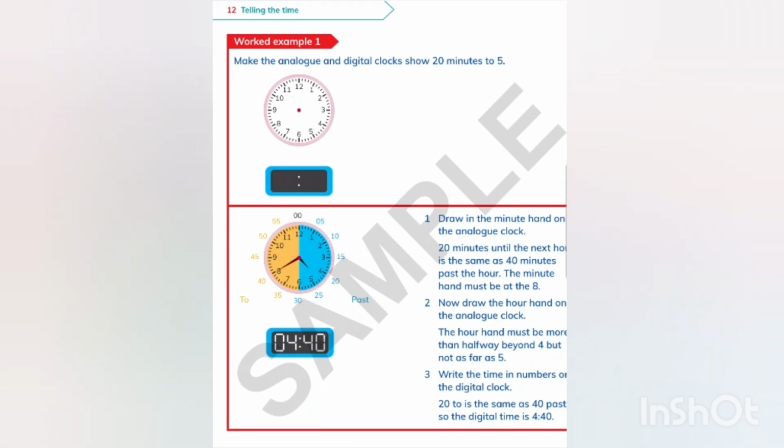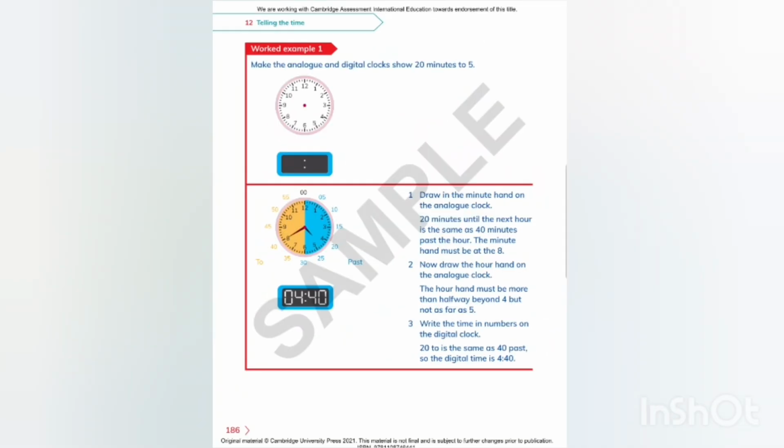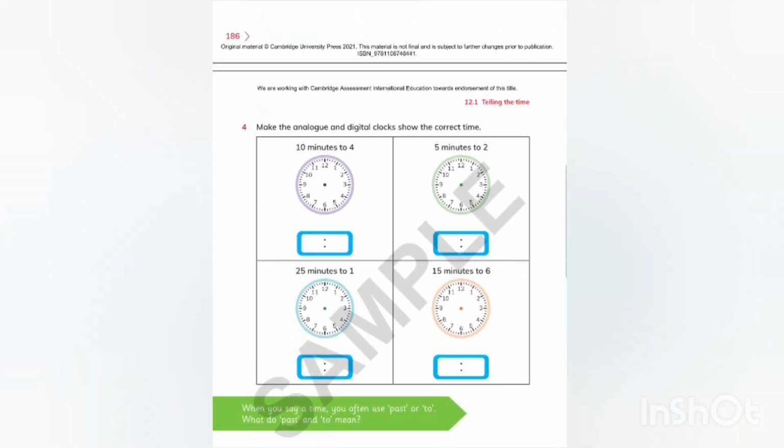Understand? Now we are moving towards page number 187. It is the same as this. These are all for practice. Make the analog and digital clock to show the time. So these are the instruction words. As I told you, you must read the instruction words.